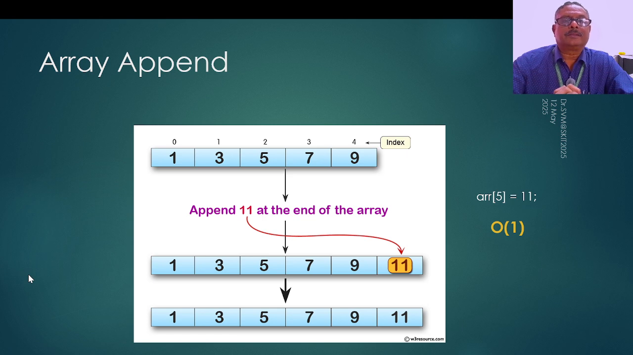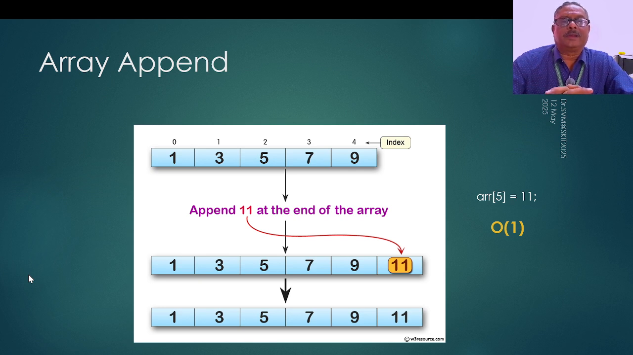So in this case, we have an array ARR, and it is having 5 elements located at indices 0 through 4, and the values stored at these locations are 1, 3, 5, 7, and 9. So the value 9 is located at index 4. Then if we know that the last value is at index 4, then the next value, if I want to append, will be at index 5.